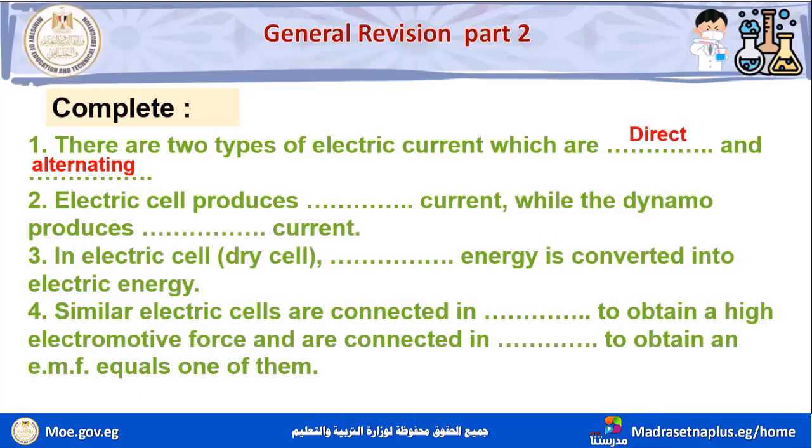Question number 2: Electric cell produces direct current while the dynamo produces alternating current. Question number 3: In electric cell or dry cell, chemical energy is converted into electric energy.